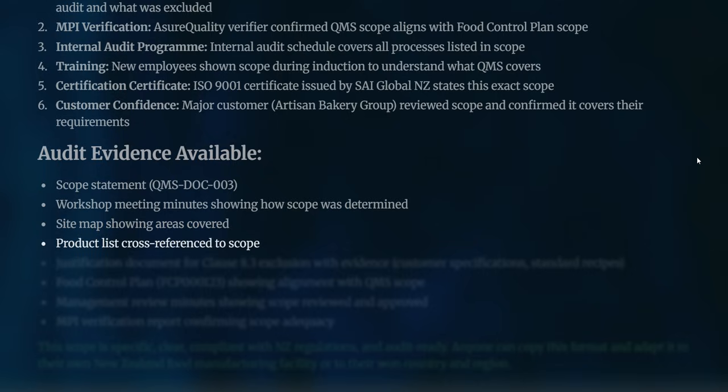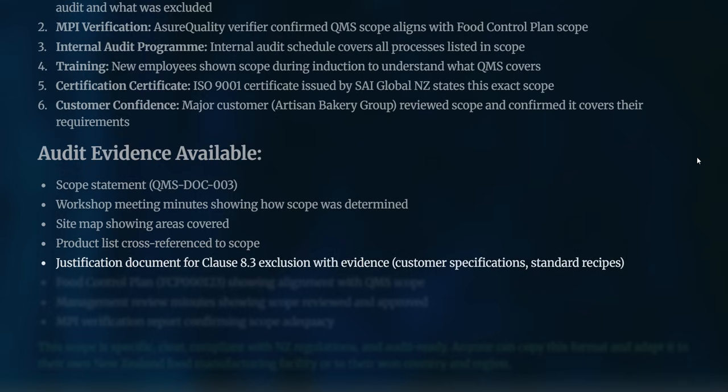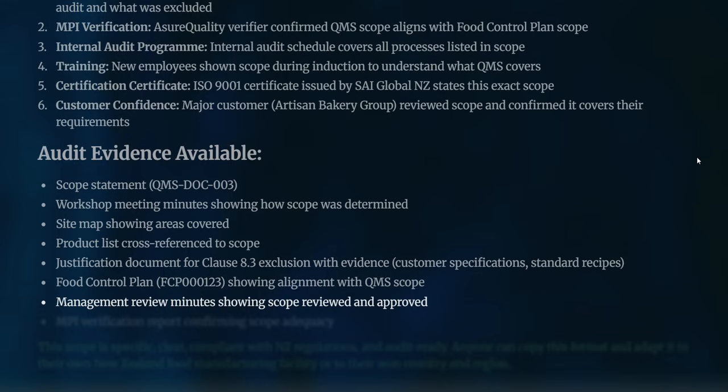And the product lists cross-referenced to scope, and justification documents for the clause 8.3 exclusion with evidence such as customer expectations and standards, recipes, customer specifications, and the food control plan, which is numbered showing alignment with the QMS scope, and management review minutes showing the scope was reviewed and approved, and an MPI verification report confirming scope adequacy. All of these are evidence you can use in your audit.